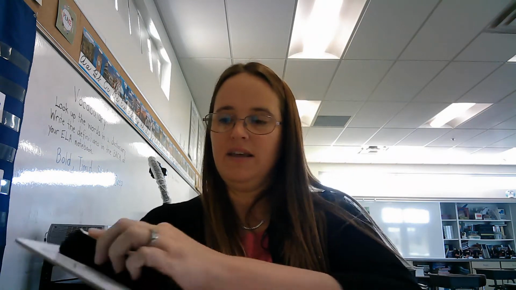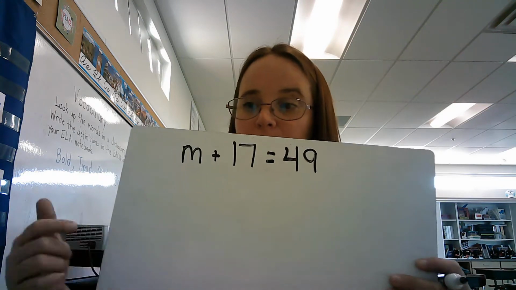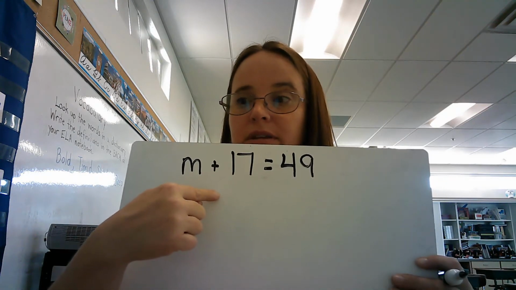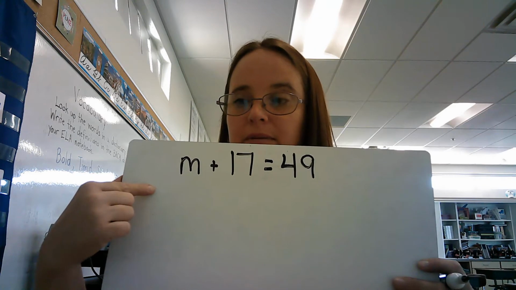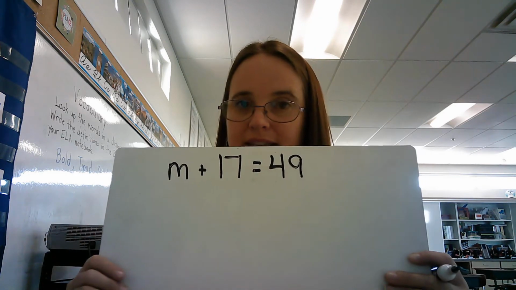Okay, let's try another one of those. This one is going to be written horizontally. It says find the missing addend for M plus 17 equals 49. So they started our fact family for us. Keep in mind, this is an addition problem, so is M going to be my biggest number, or is 49 going to be my biggest number?